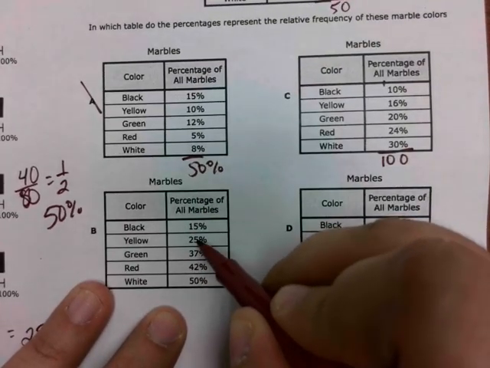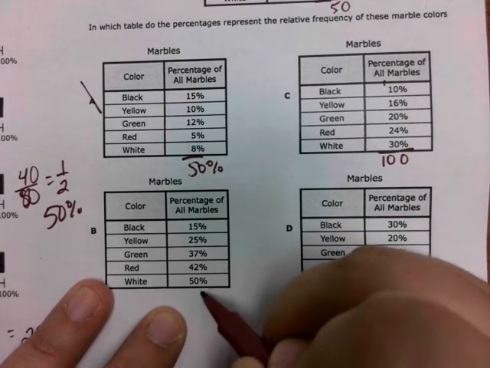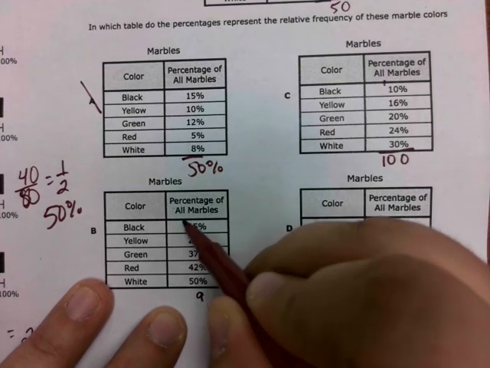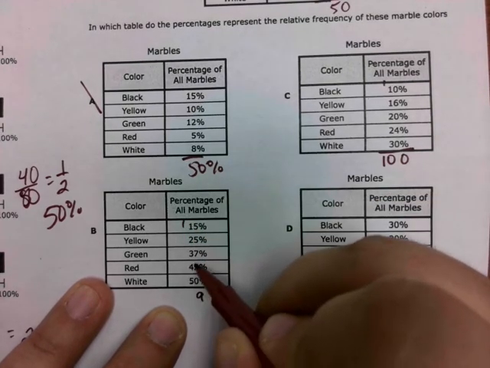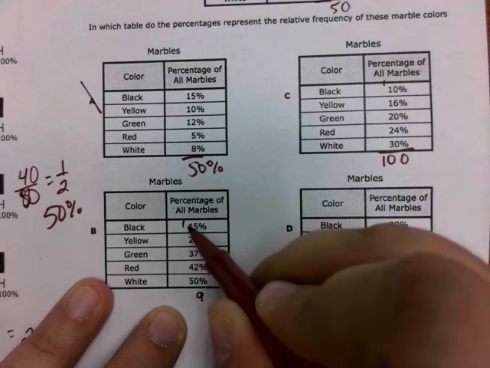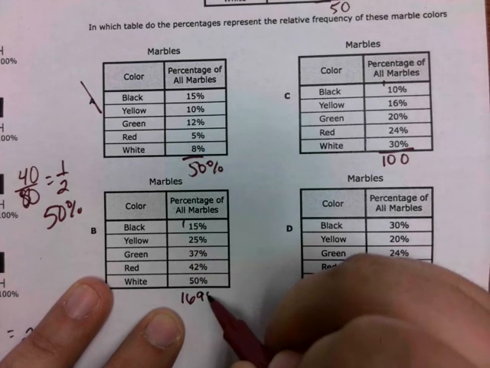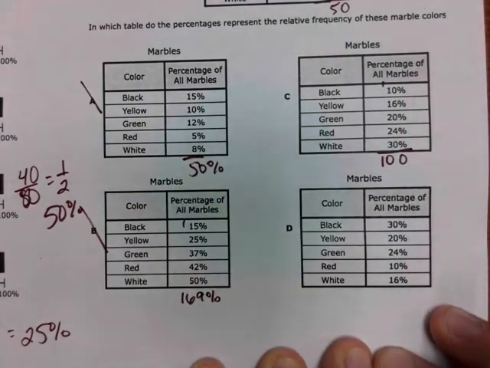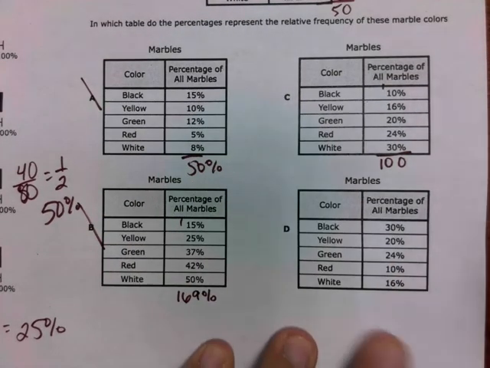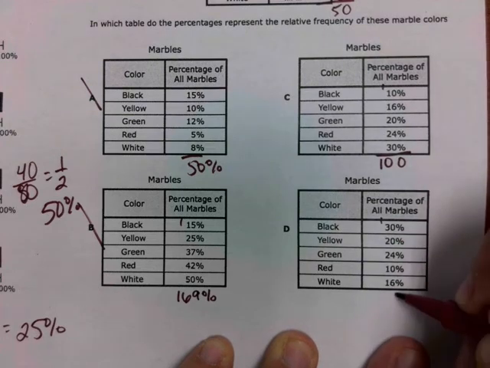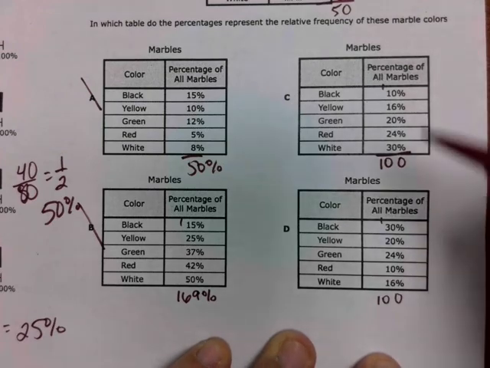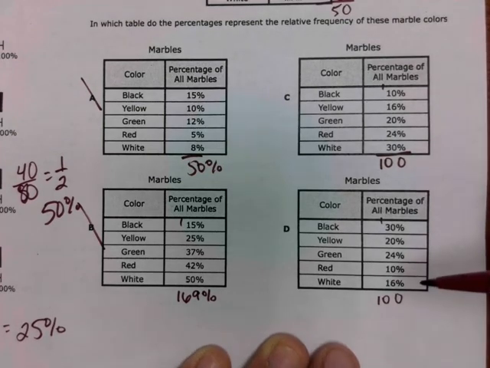Here we get 10 plus 9 is 19. And then 5, 6, 7, 8, 9, 10, 11, 12, 13, 14, 15, 16. 169%. That can't be correct because it can't be more than the whole of 100%. And then here we get 10, 3, 4, 5, 6, 7, 8, 9, 10. All right, so these two equal 100%. So these are what I'm down between. The only two that total up to 100%.